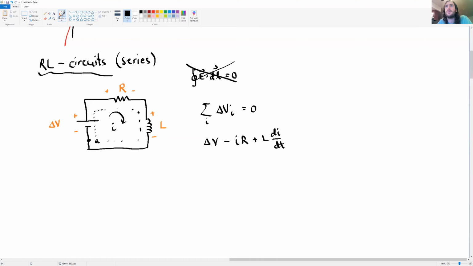As a matter of fact, I probably shouldn't put that. Where's my eraser? There it is. I shouldn't put, there we go, like this.